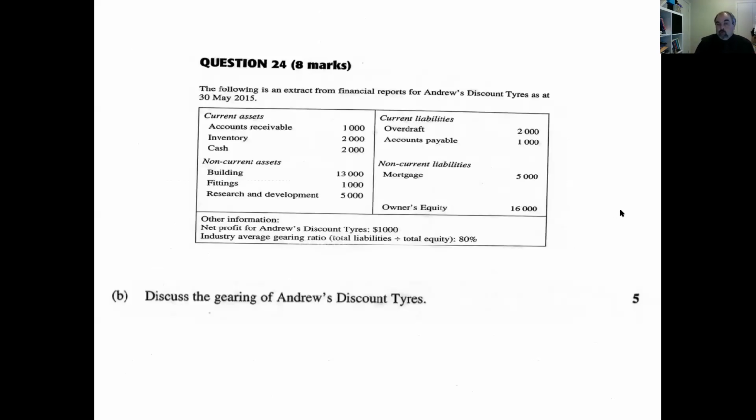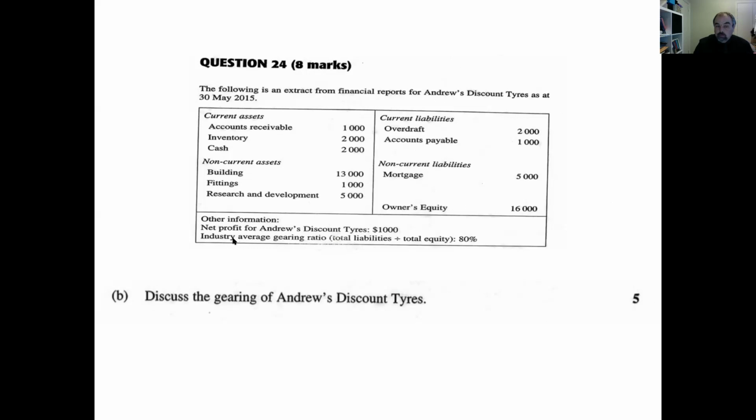Next, we've got in our short answers, potential calculations. Now, looking at this question from this particular HSC year, we don't actually have a question asking to calculate, but we've got a question asking to discuss the gearing of Andrew's Discount Tyres. And it's 5 marks. So in order to answer this question in terms of the gearing, we would need to be able to calculate the gearing. So the question's asking us to look at the advantages and/or disadvantages of gearing. So one, we've actually got to work out the gearing.